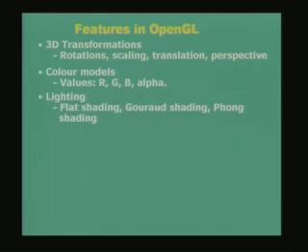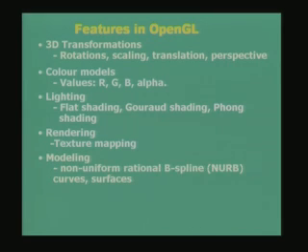So, we will look at these features, we will continue with the discussion: 3D transformations, color, then lighting. It provides facility for flat shading, Gouraud shading, Phong shading, etc. And it also provides rendering in terms of texture mapping, a unique feature in OpenGL, where you can map a texture onto a particular surface. Okay.